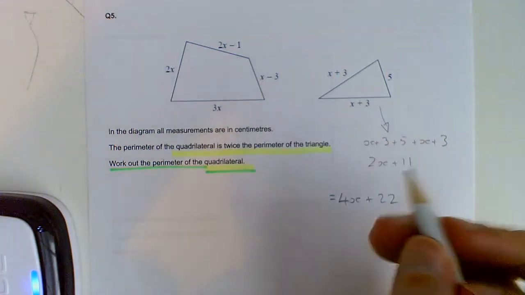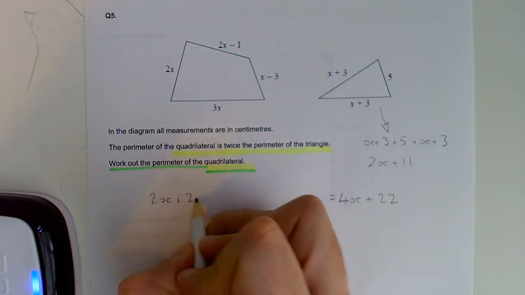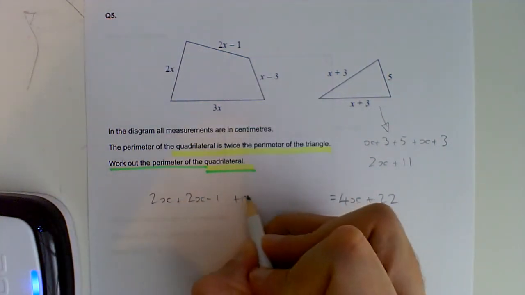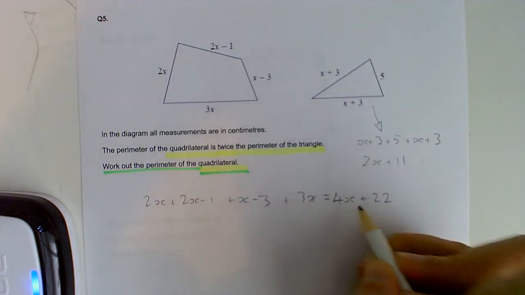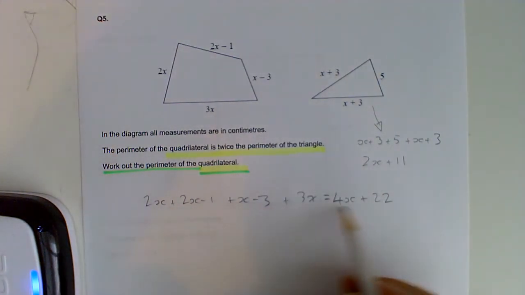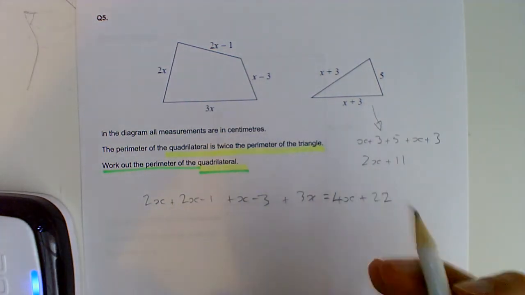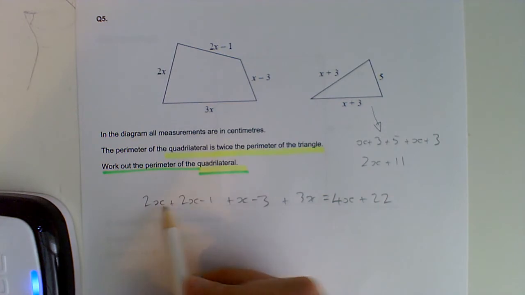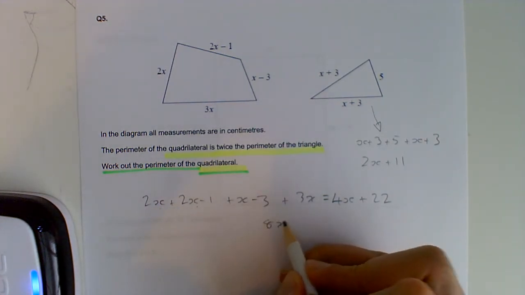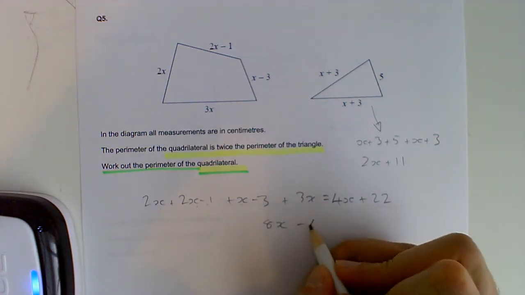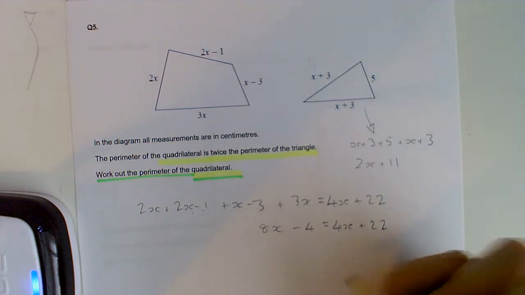So let's add all these up. Okay. So 2x plus 2x minus 1 from the top plus x minus 3 from the right plus 3x will equal this. So that is the equation that I can get from that line. Okay. Now let's simplify the left hand side. 2x and 2x is 4x, 5x, 8x, minus 1 minus 3 is minus 4. We've now got it in the way that we want it.